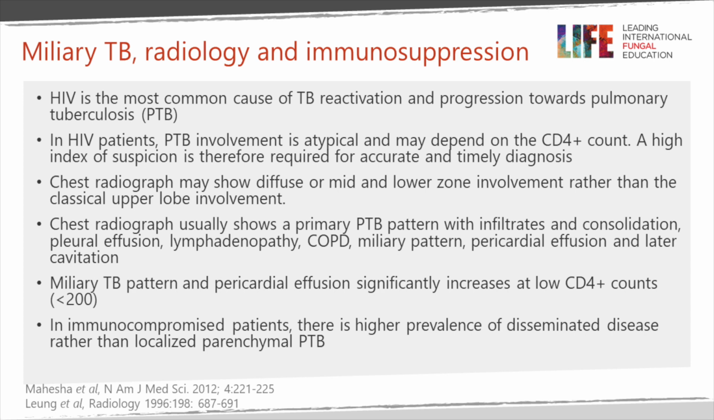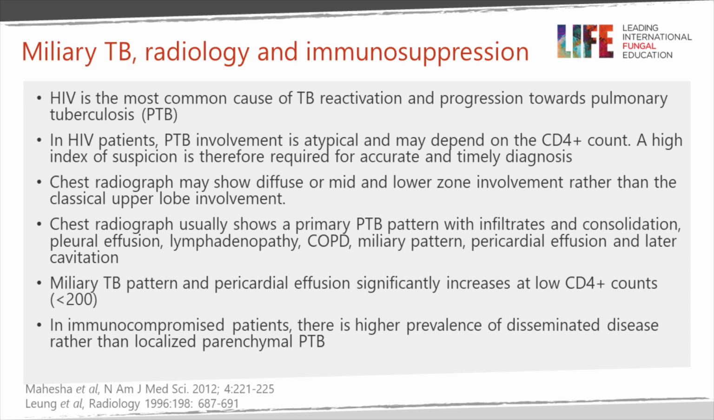Worldwide, HIV is the most common cause of the reactivation, but other causes of immunosuppression are also relevant. Sometimes pulmonary TB can be atypical in HIV, and the key thing to know then is the CD4 count. You need a high index of suspicion in patients with HIV in order to attack the disease early. Sometimes you may get diffuse involvement rather than the classical upper lobe changes.